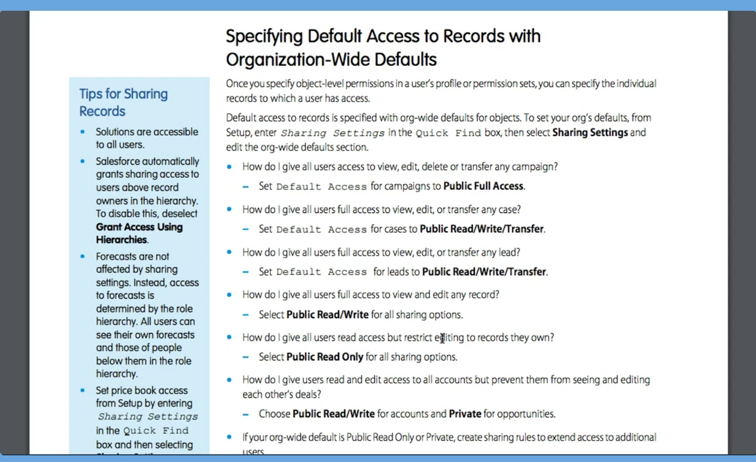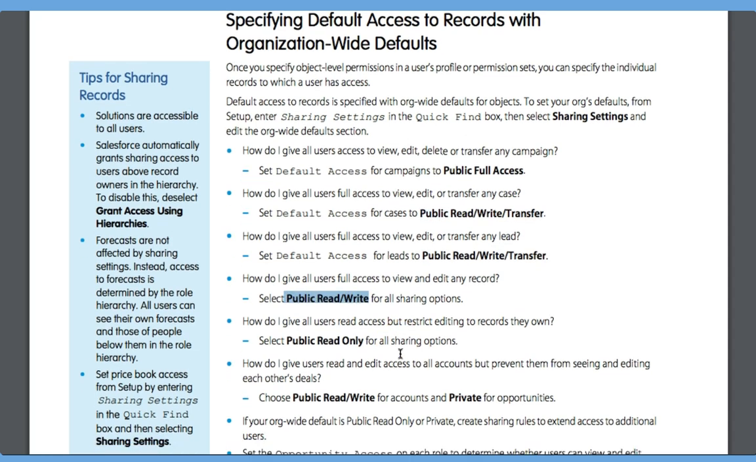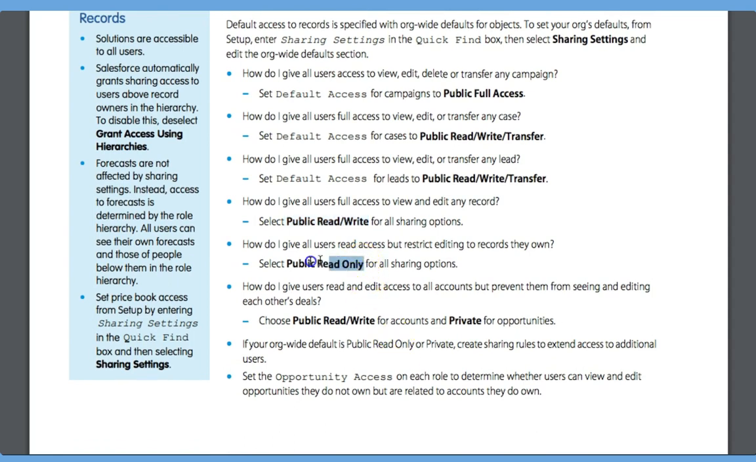This means that within the organization, you can decide the level of access certain people have to information. That information, for example, can be full access, so that means everyone can see everything. You can also have public read, write, and transfer. In other words, people will be able to read, write, and shift that information around. You can have public read, write, which means that people can actually edit information. You can select public read only, and you can also select private.